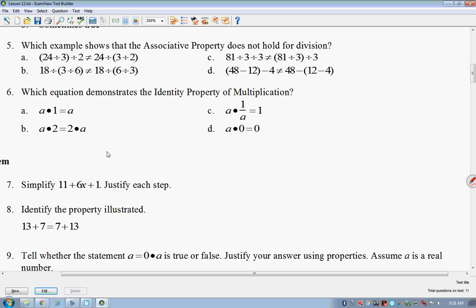Boy, if only we knew how to do that. 24 divided by 1.5 is 16. All right, so at that point we could say that A works, right? A shows me that the associative property does not hold true for division.